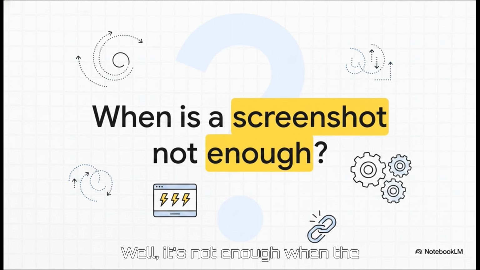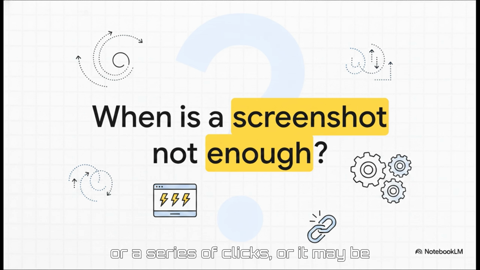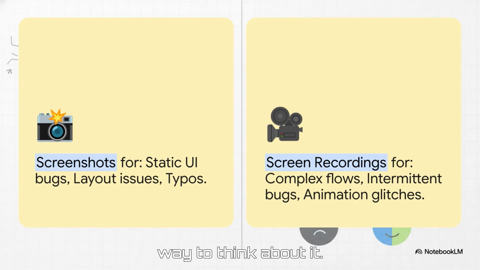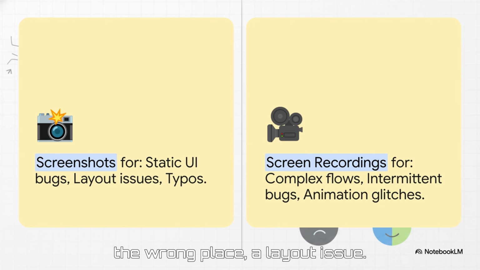Well, it's not enough when the problem isn't static, when the issue involves a process or a series of clicks, or maybe something that just flashes on the screen for a split second. Here's a really simple way to think about it. Use screenshots for static problems you can just point to. You know, a typo, a button that's in the wrong place, a layout issue. But for anything that involves a sequence of events, like a complicated checkout flow, or a bug that only happens sometimes, or a weird animation glitch, a screen recording is going to be infinitely more valuable.